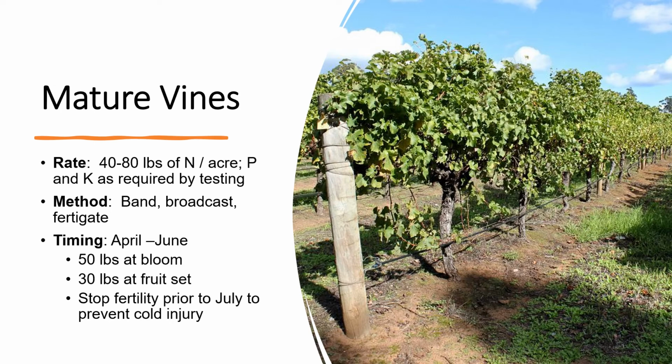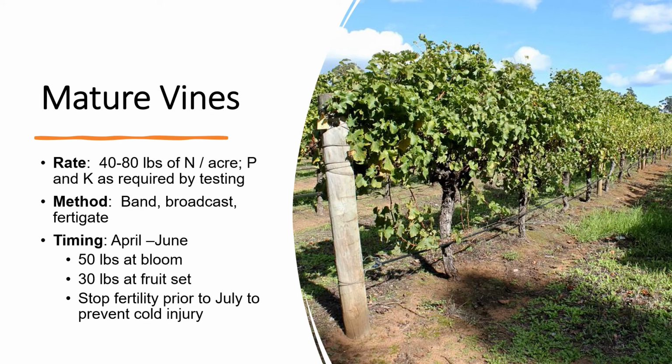Methods can vary quite a bit once the plants are established. Banding fertilizer down the weed-free strip alongside the vines, broadcast fertilizer, or even fertigation are all different methods. And of course, depending on your method and what you might have growing in your row middles, that may impact the rate that you see there.